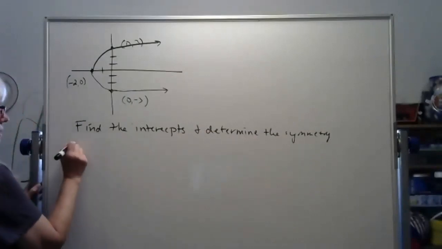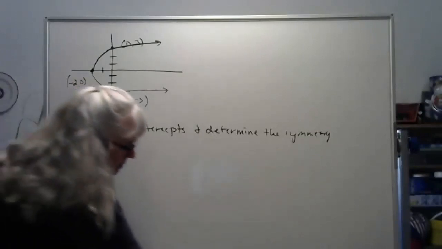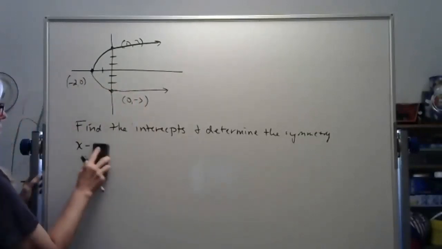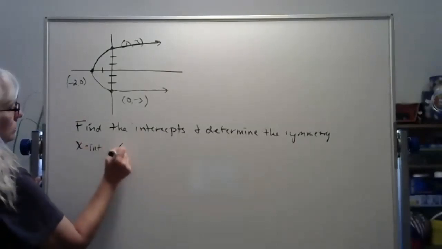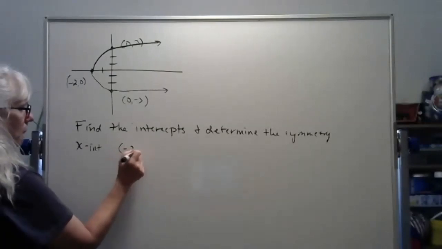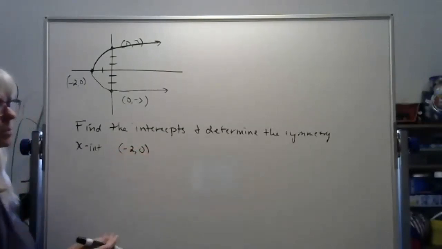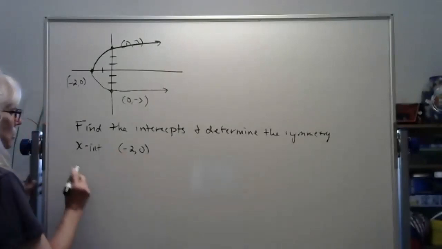Okay, so let's go for the x-intercept first. That's wherever we cross or touch the x-axis. So where does our picture touch the x-axis? -2, 0. Again, that's how I prefer to see it written. That is not what MyLab Math wants. They just want the -2.